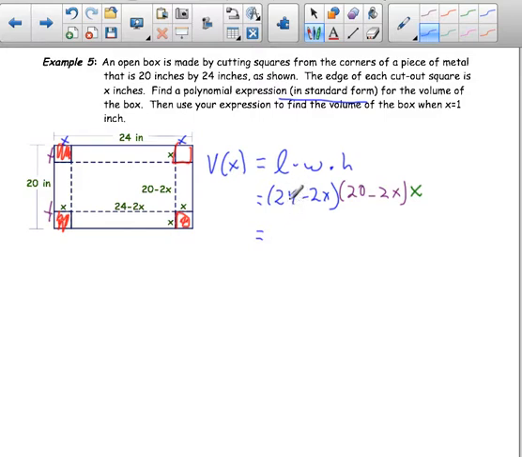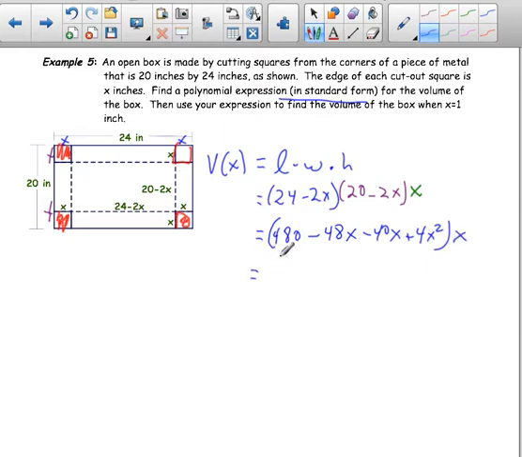So I'm going to distribute these terms. I'm going to do 24 times 20, which will be 480, minus the outer terms, 24 times negative 2x, so that's going to be minus 48x. The inner terms, negative 2x times 20, will give me minus 40x. And then negative 2x times negative 2x is going to be plus 4x squared. And then I need to bring down the factor of x from the previous line.